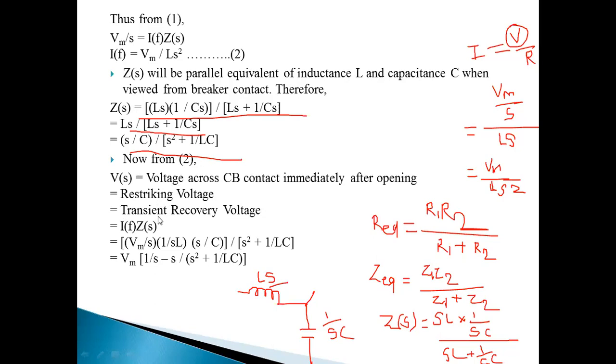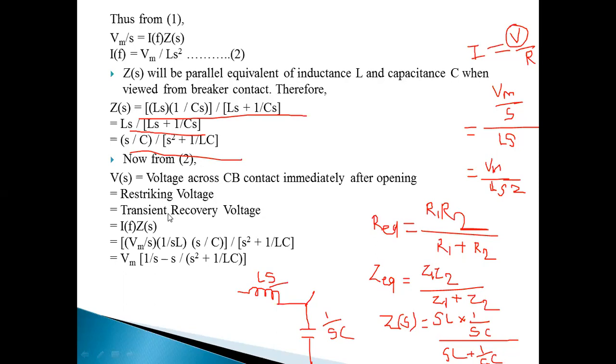So it is equal to the restriking voltage, because it is occurring at current zero. When we are opening the contacts of the circuit breaker, these are at current zero, and at that time the voltage appears across the contacts. That is nothing but the restriking voltage, or we also call it the transient recovery voltage. And this V of S is given by I of F into Z of S.